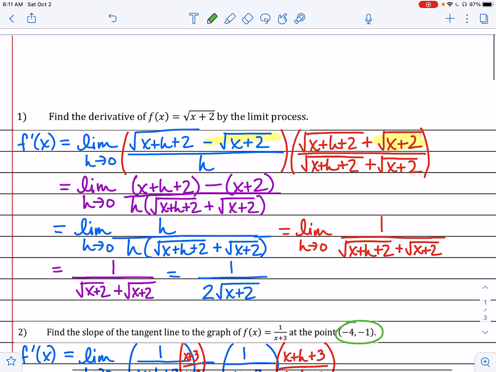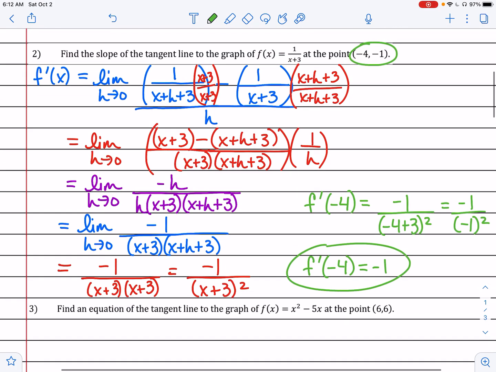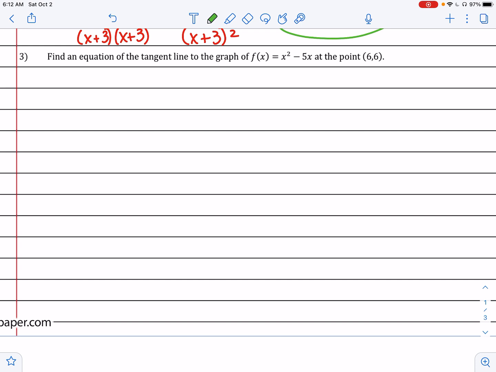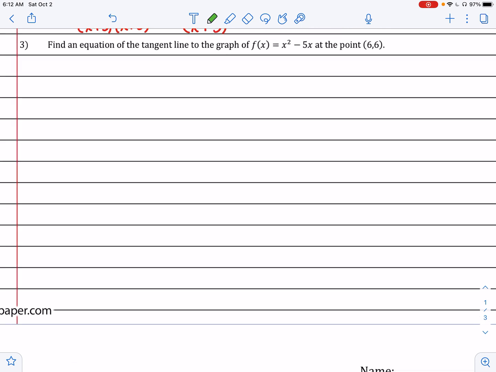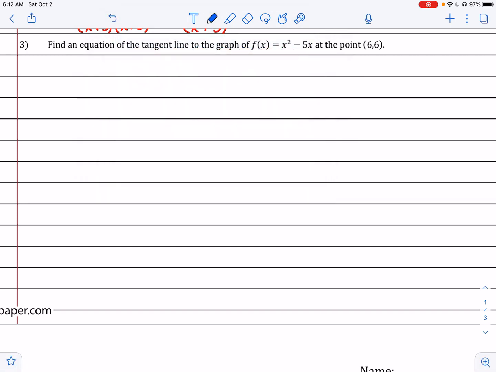So this question probably would be worth about 4 points. This one would be worth about 5 points. And then question 3 is building up another level, so that's worth about 6 points. So on this question, we're going to start, and it says, find an equation of a tangent line to the graph of f of x equals x squared minus 5x at the point 6, 6.